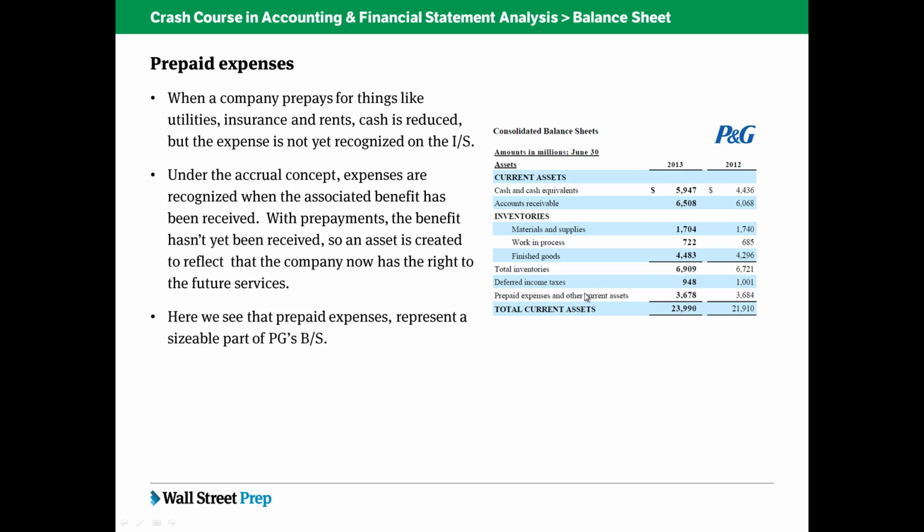Now, why would you recognize utilities, insurance, and rents as an asset instead of expensing it on the income statement? Well, it's the accrual concept again. Under the accrual concept, expenses are recognized when the associated benefit has been received. So with prepayments, the benefit hasn't yet been received. So an asset is created to reflect that the company now has the right to the future services.